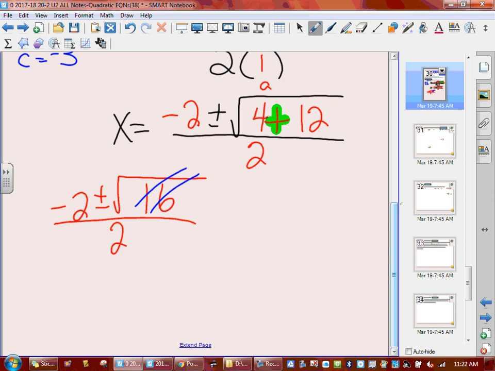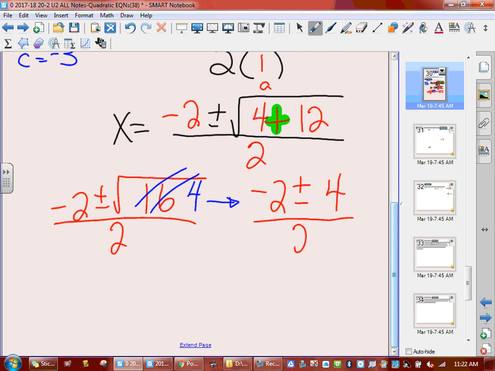Barely. Write this stuff down. So the 16 is going to become a 4. So now it looks like this. And you're going to have to solve it twice. So it's x equals negative 2 plus and minus 4, all divided by 2.